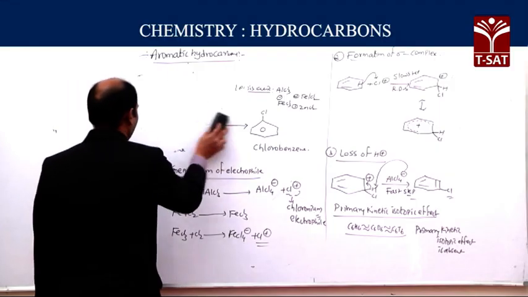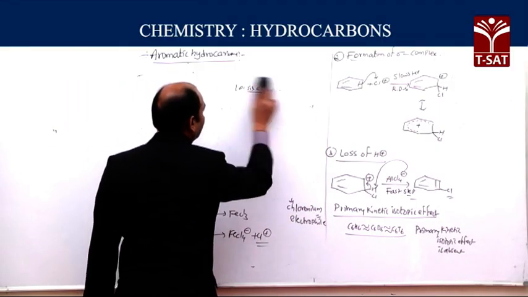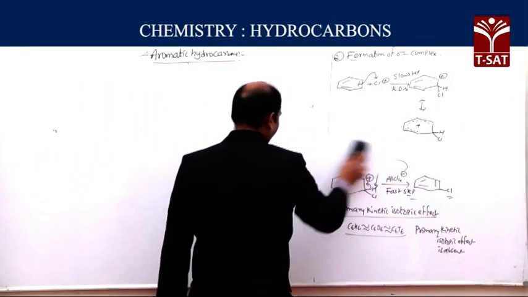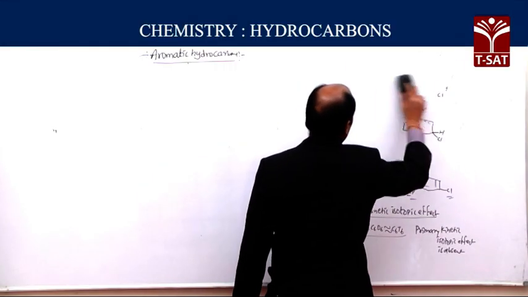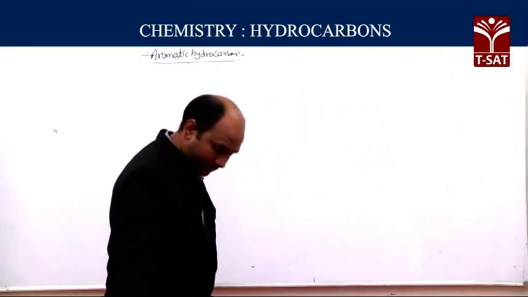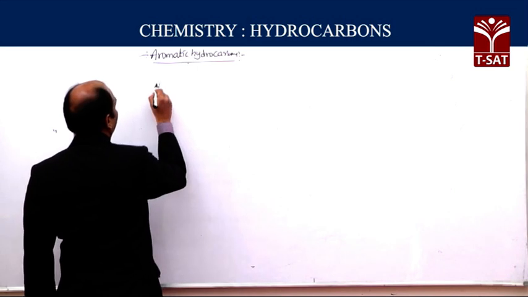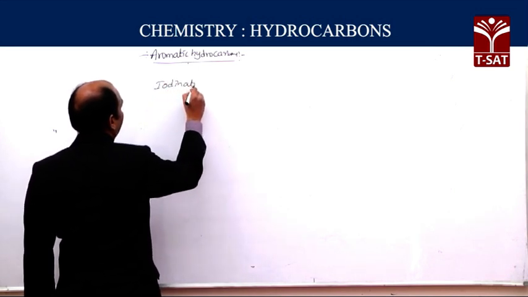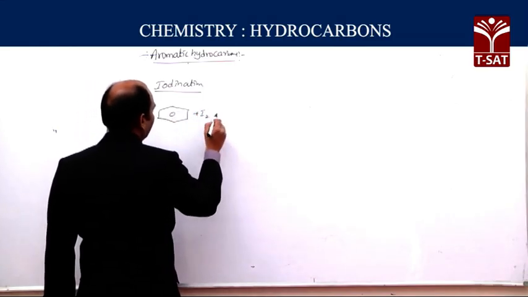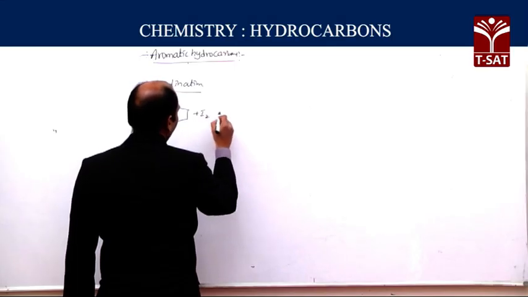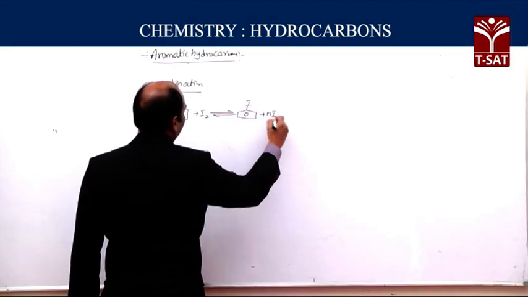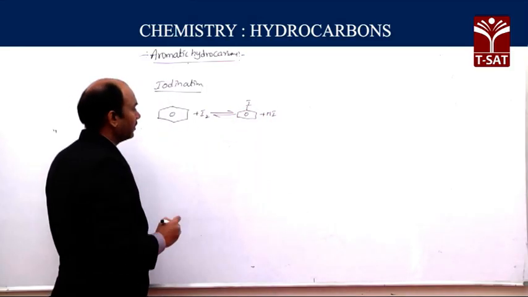Next is iodination. Now we are going to discuss iodination. In iodination we can observe the primary kinetic isotopic effect, which is especially important. In iodination, take benzene and treat it with iodine. Actually here we get iodobenzene, and this is a reversible reaction. This is benzene and iodobenzene, a reversible reaction.